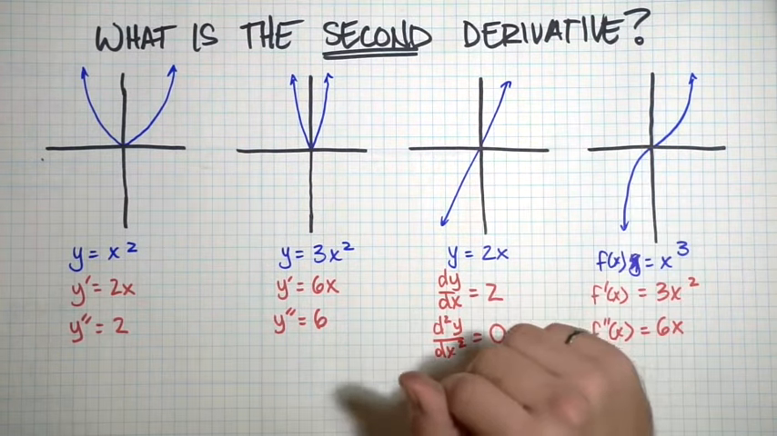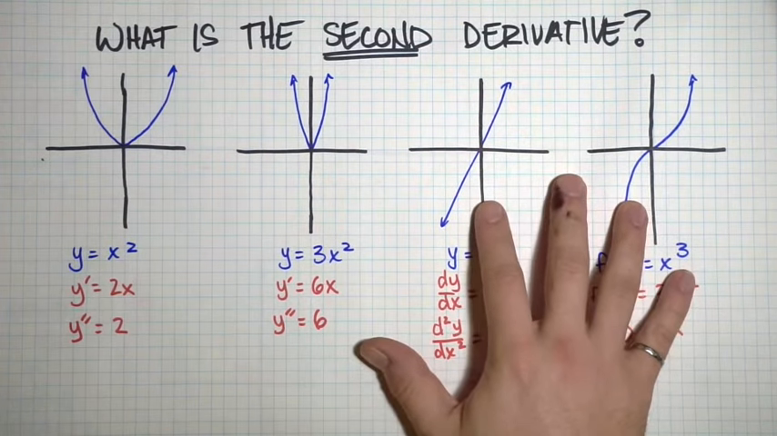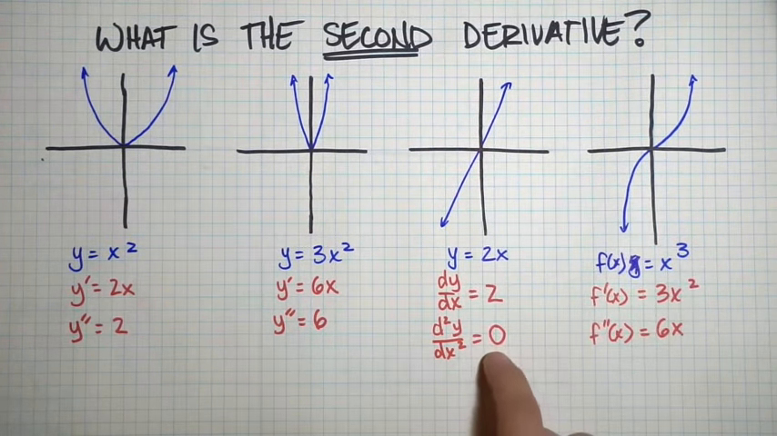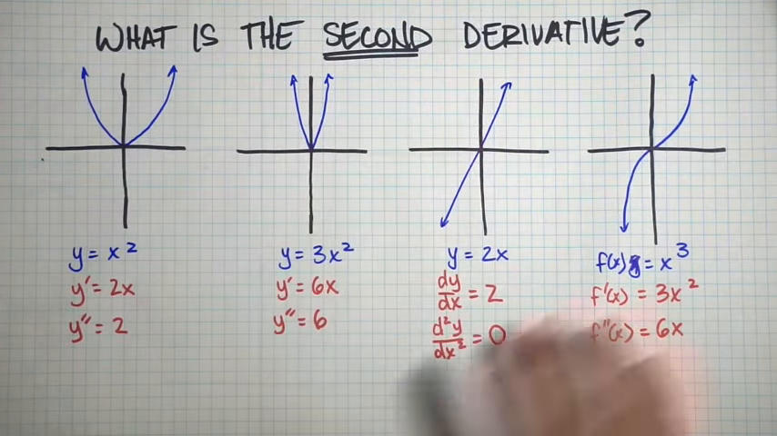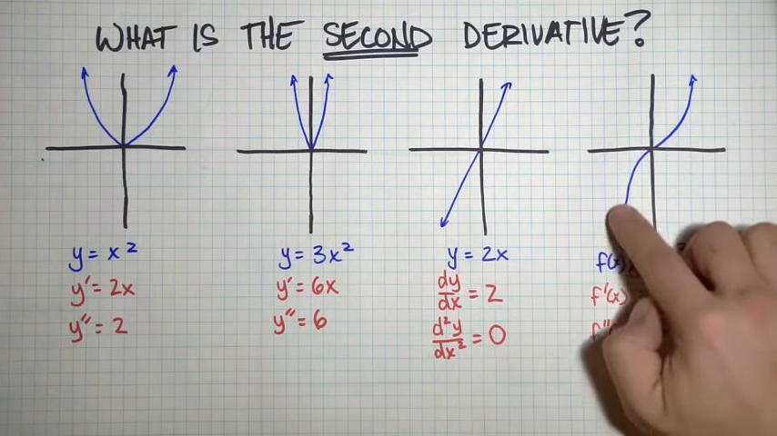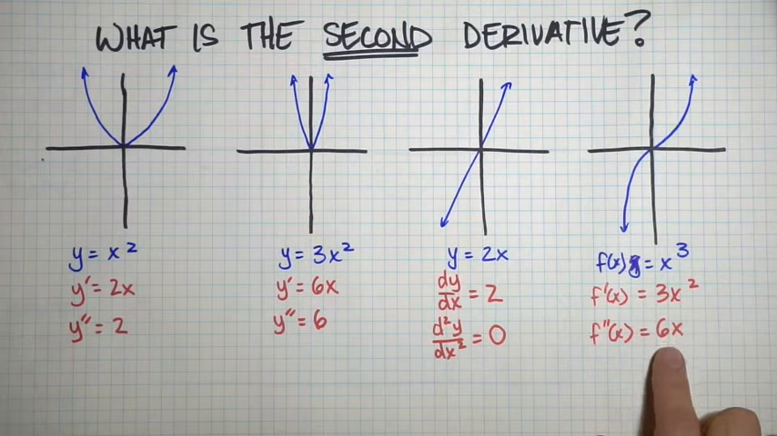And really, the difference is curviness, right? This graph here has no curviness, so the second derivative is 0. These graphs here have some curviness, so that's why their second derivatives are constant. This graph here has a lot of curviness. It's got curviness going this way, and then it's got curviness going this way, and that's why its second derivative is more complicated.